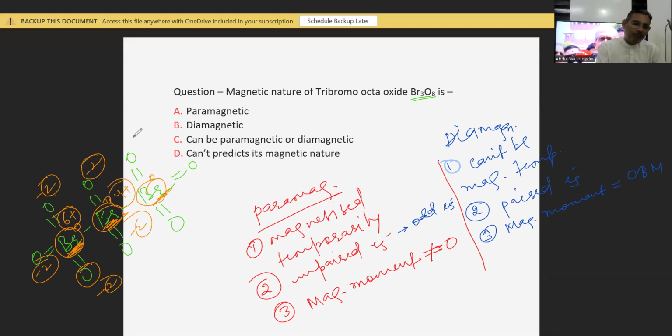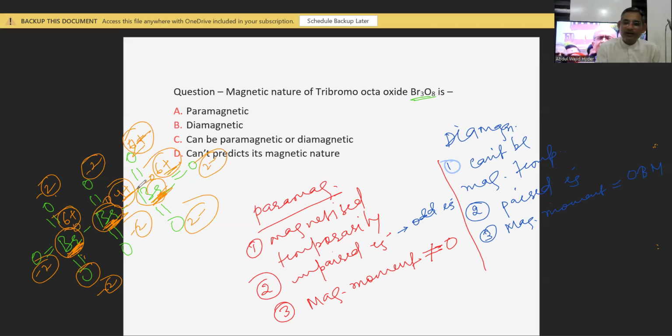What about this Br? This is 6 plus, this is 2 minus, this is 2 minus, this is 2 minus. So again, this Br will have 6 plus charge. So among these 3 Br, this Br will have 6 plus, this Br will also have 6 plus, and this Br will have 4 plus charge. So the charges, that is the oxidation numbers, we have mentioned here for these Br atoms.